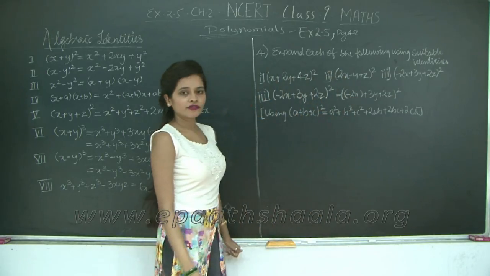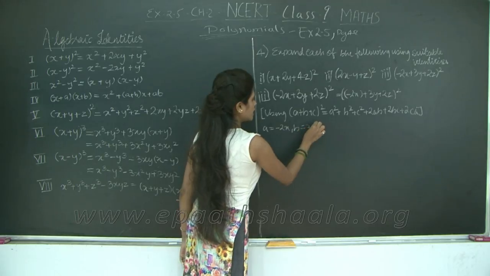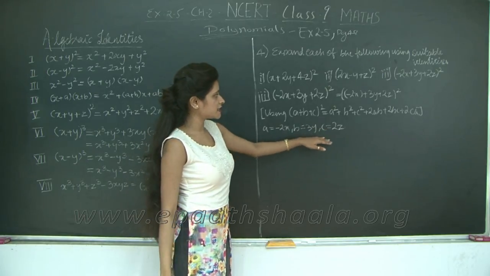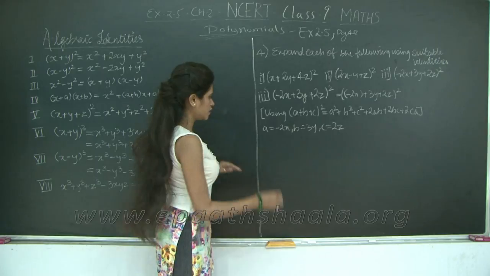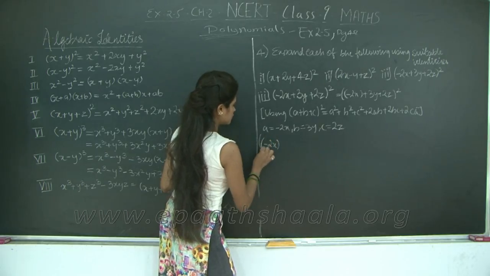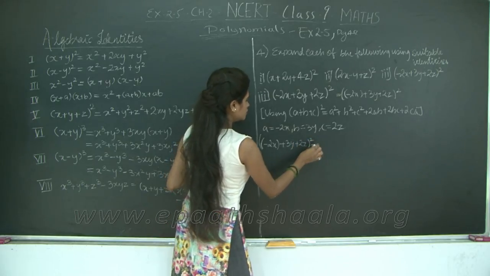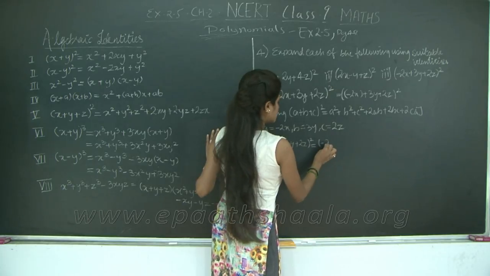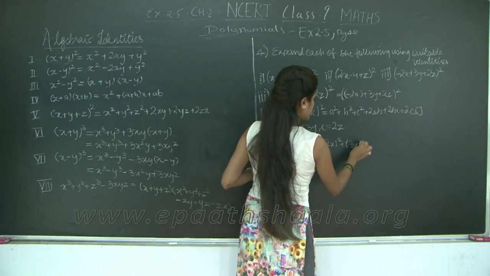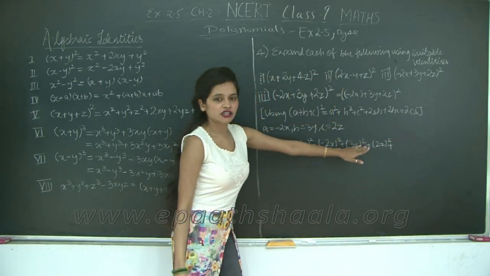Comparing, let's find the value of a, b and c. A is equal to minus 2x, b is equal to 3y and c is equal to 2z, right? Now using the values of a, b and c, we are going to expand this expression. So what do we get? Minus 2x plus 3y plus 2z the whole square is equal to a square, which is minus 2x the whole square plus 3y the whole square plus 2z the whole square, right? So a square plus b square plus c square.